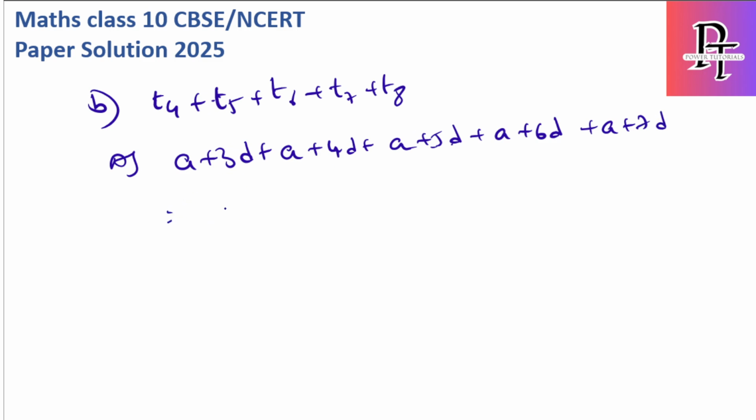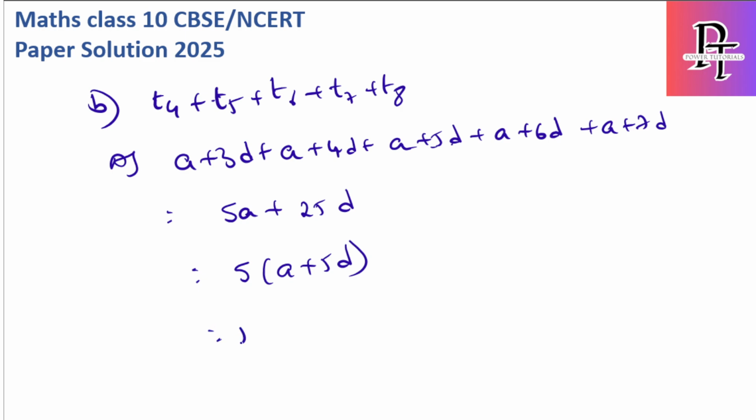So it is 5A plus 3 plus 4 is 7, 7 plus 5, 12, 12 plus 6, 18, 18 plus 7, 25. Let's cross check again. 3 plus 4, 7, 7 plus 5, 12, 12 plus 6, 18, 18 plus 7, 25. Correct. Okay, so I can say 5 as common. It is A plus 5D.